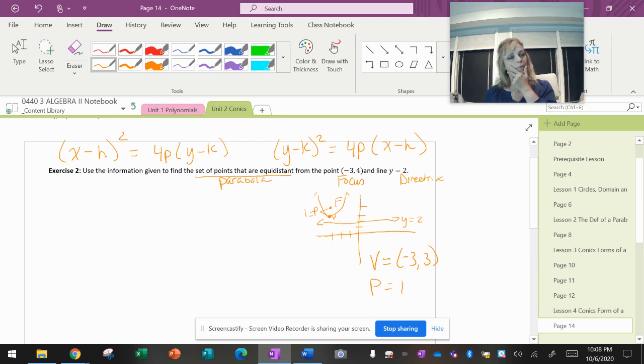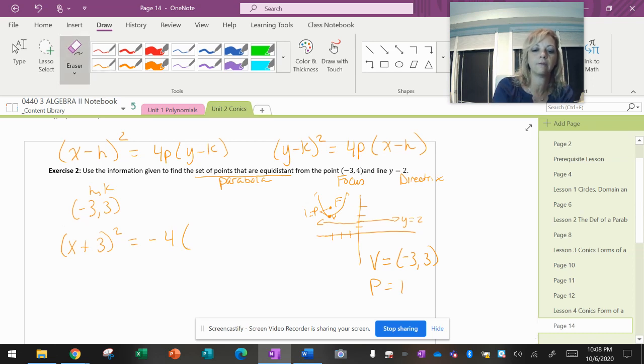Okay? So it opens up. So it's going to be an x squared, and it's going to be positive, right, because it opens up. All right, so I'm going to be using this formula, x minus h. Remember my vertex is (-3, 3), so this is my h, this is my k. X plus 3 squared equals 4p. The p is 1, so 4 times 1 is 4. With a negative in the front? Not a negative. Mrs. Reach, you're wrong. It's a positive because it opens up. And a y minus 3.